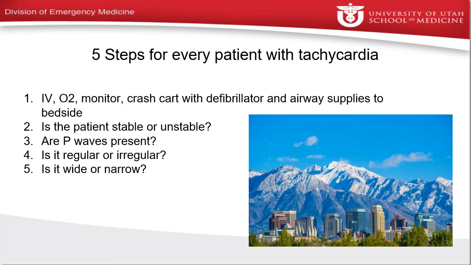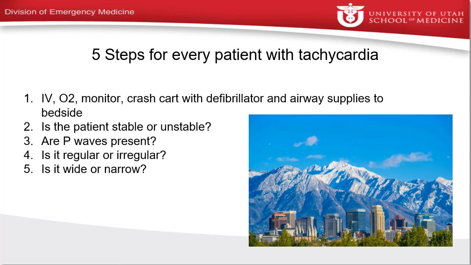So that ends our questions, and I want to propose 5 steps for any patient that you see with tachycardia. Let's get an IV, an O2, oxygen, and place the patient on a monitor because we need to see how fast they're beating. Then make sure we get a crash cart with a defibrillator and airway supplies to the bedside. This is for a patient with a very severe tachycardia. And then you need to determine, is the patient stable or unstable? We'll talk about what constitutes stability and instability.